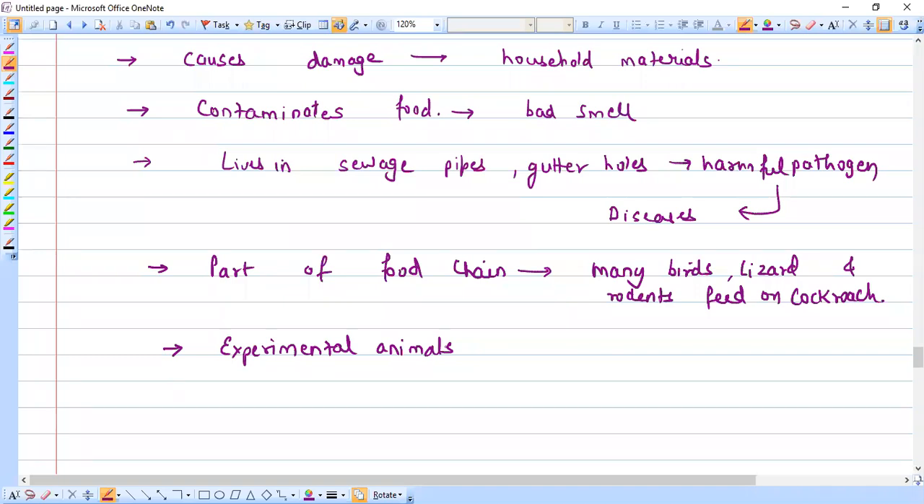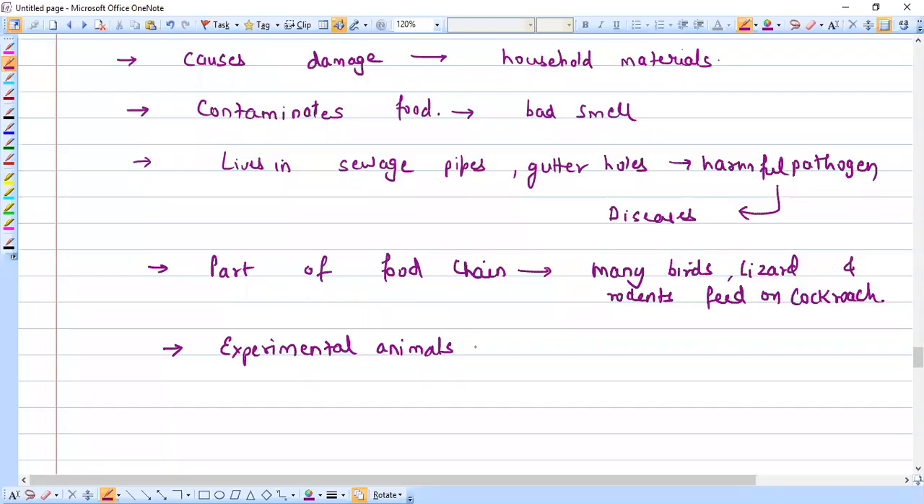And if that radiation is borne by cockroach, what people thought there was, if we eat cockroach, is there any possibility that that power will come in our body? And this is the reason why they started eating cockroach. So it is a great experimental animal, you can say.